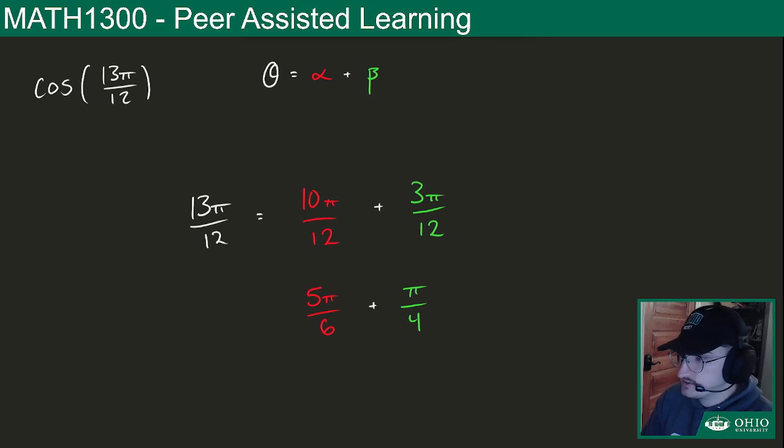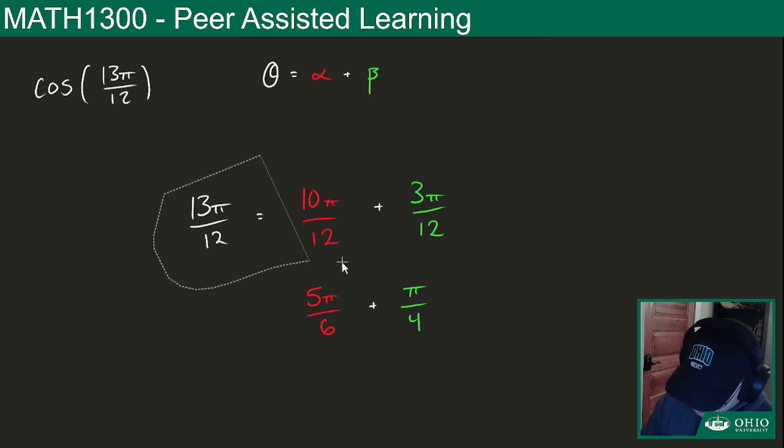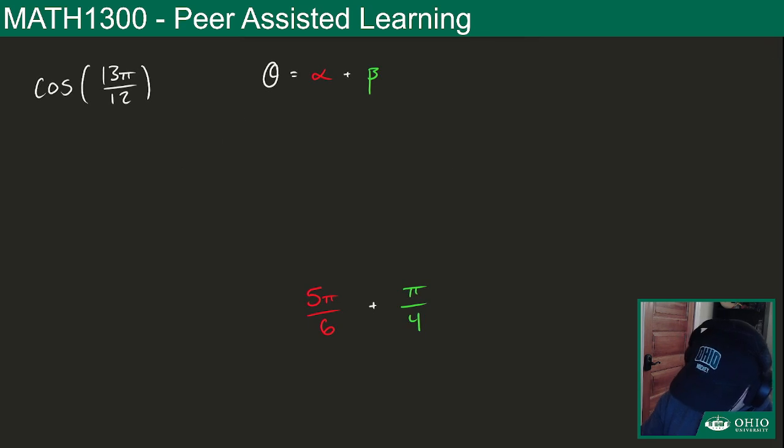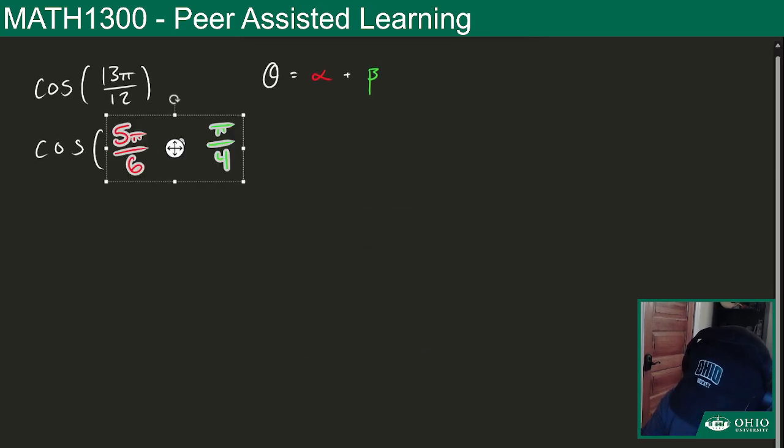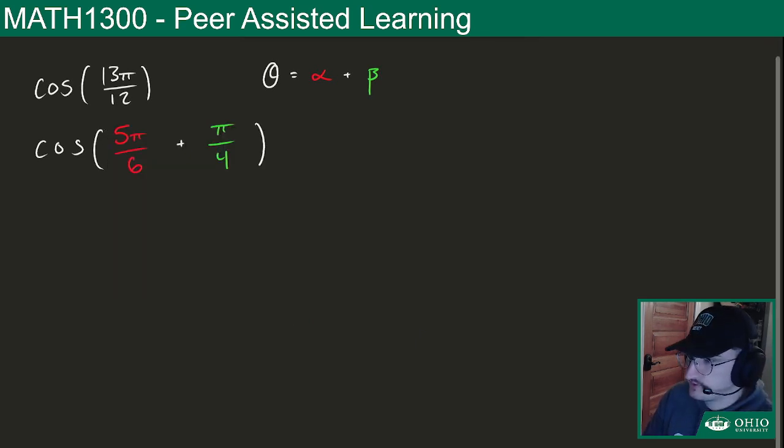And so in doing this, we've now found two angles that are on the unit circle, because if I look at a unit circle, I have 5 pi over 6, I have pi over 4, and I can now work with this. So let me erase some of my scratch work here, but what we now have is cosine of these two angles, and this is what we're going to be using to figure out the value of cosine 13 pi over 12.